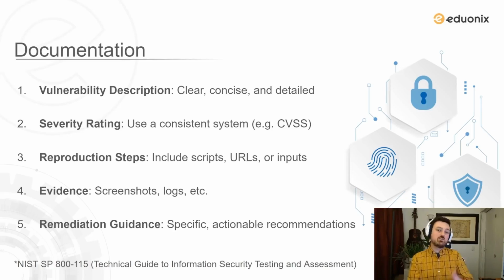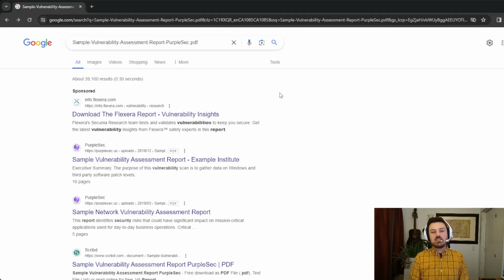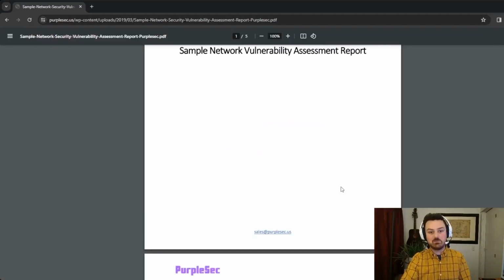So now I'm just going to show you a quick example template that I found online, just to give you an idea. We don't have to go through the whole thing, but I just wanted to give you a real-world example of what it might look like. The example that I found was created by PurpleSec. You can easily find it: sample vulnerability assessment report, purplesec.pdf. So it's an easily accessible PDF document. There are quite a few more that you can find, but I thought this was a good one because it goes into a fair amount of detail, as an example.